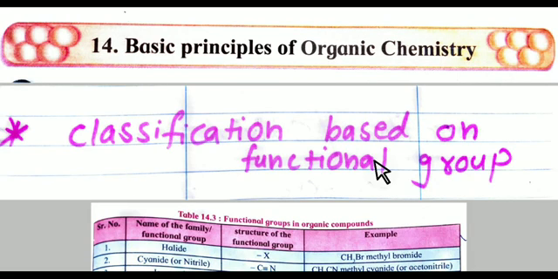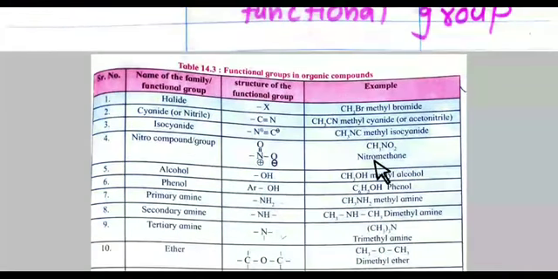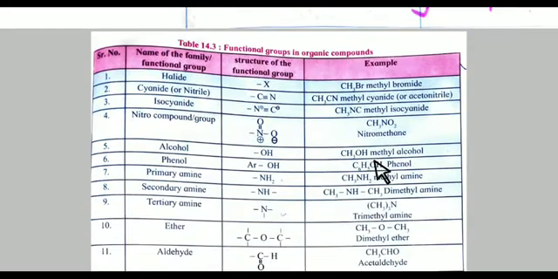I am again repeating the definition of functional group. Students, the definition and laws of any scientist should be the same in your answer sheet. So what is the definition of functional group? An atom or a group of atoms in the organic molecule which determines its characteristic chemical property is a functional group. Now, the classification, as you can see in the table on your screen, the first functional group is halide.